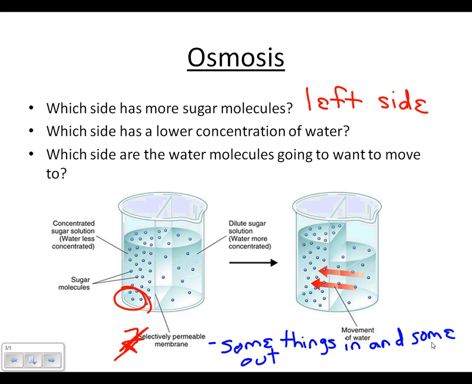Which side has a lower concentration of water? We have to think back to some labs that you've probably done in your biology class learning about concentration. Now, if you look at the left side, there's more sugar. So it's probably a lot sweeter, doesn't taste as watery. And the right side, very little sugar, but lots of water. So the side that has a lower concentration of water would actually be the left side.